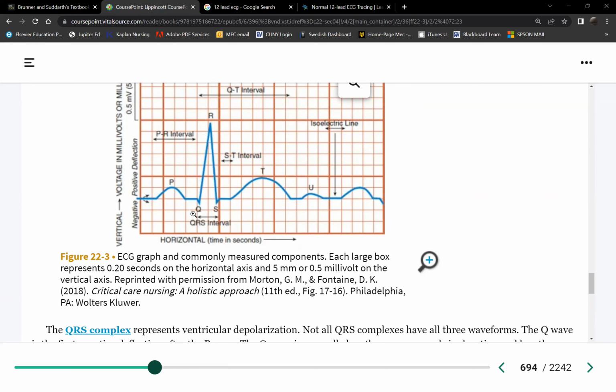So the PR interval is a time period, the time it takes the impulse to travel from the SA node to reach the AV node. Therefore, there's a 0.12 to 0.2 second delay. Because of that delay, did it allow time for the blood to leave the atria and enter the ventricles? Yes. So do we want to see a PR interval? Yes. What will happen if your PR interval is too short?